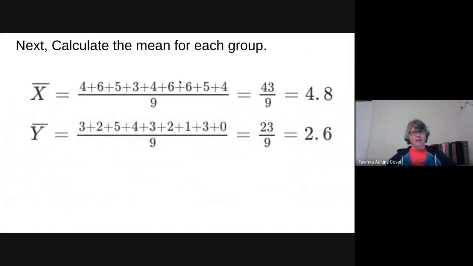So let's go and do that. So here are our X values. We had 9 of them. So we calculated the mean of X is 4.8. The mean of Y, run through the same process, is 2.6.